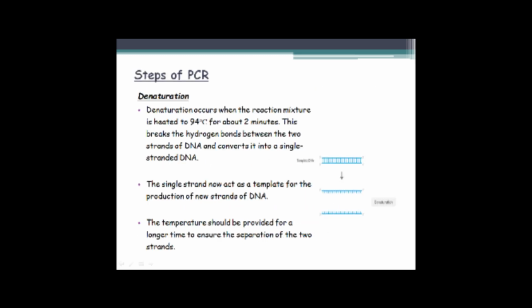Steps of PCR: denaturation, annealing and elongation. First we'll see about denaturation. Denaturation occurs when the reaction mixture is heated to 94 degrees Celsius for about 2 minutes. This breaks the hydrogen bond between the two strands of DNA and converts it into single-stranded DNA. The single strands now act as a template for the production of new strands of DNA. The temperature should be provided for a longer time to ensure the separation of the two strands. Here in this slide you can see the image of how the DNA gets denatured.